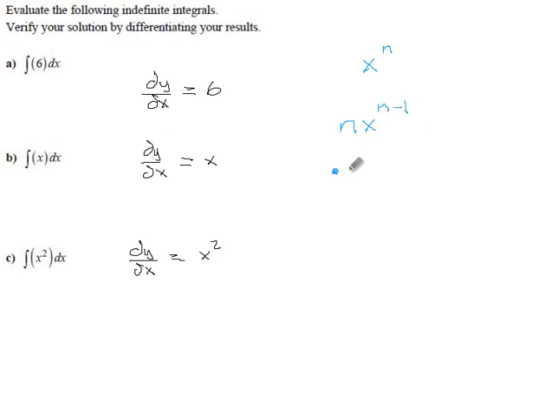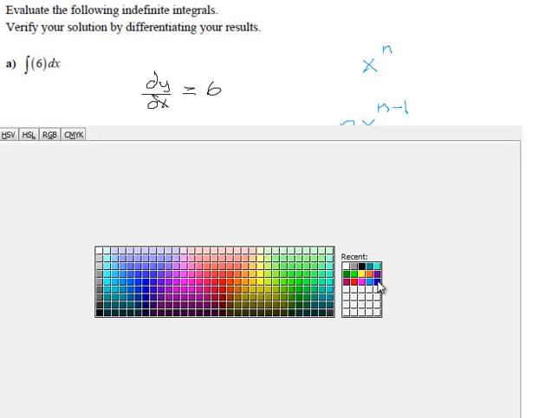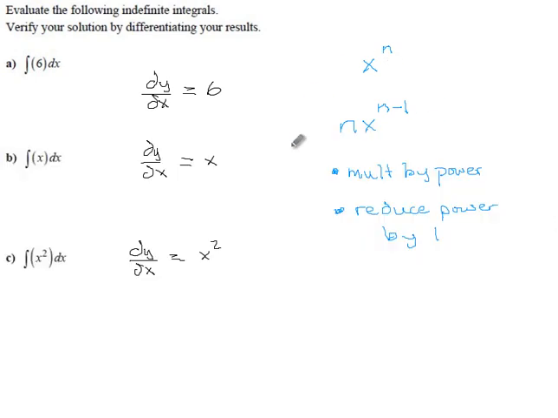So the steps are multiply by the power, and then reduce the power by 1. Those are the steps that you take when you are doing a derivative. If you were undoing these steps, what would you do? If you were running this in exact reverse, what would you have to do? Well, you do them in the opposite order, first of all. You would have to undo this, reducing the power by 1. So the first thing you would have to do is increase the power by 1.